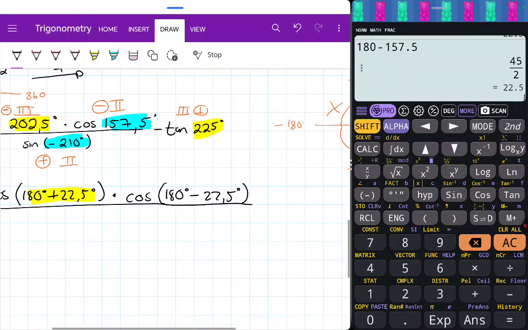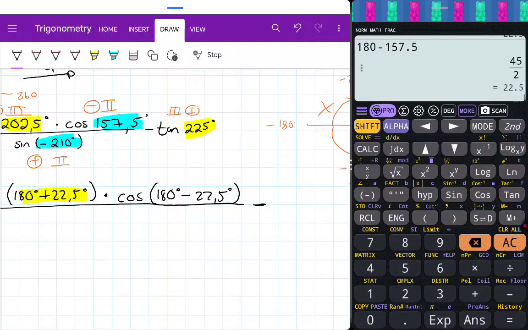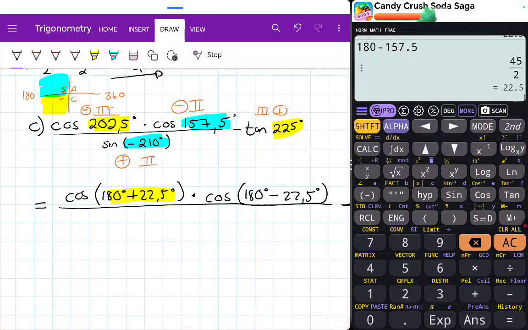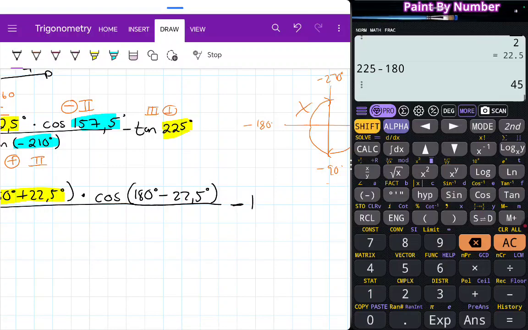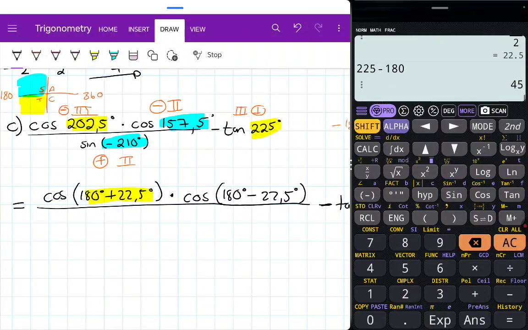We can do the tangent one. Our tangent is going to be 225, so 180 plus. Okay, so 225 minus 180 gives us an amount of 45 degrees. So this is tan of 180 minus 45 degrees. Sorry, plus 45 because we're going past 180 degrees. And let's do our denominator.